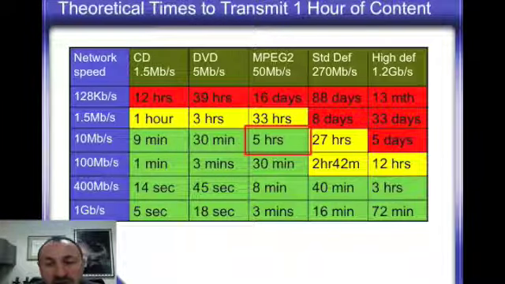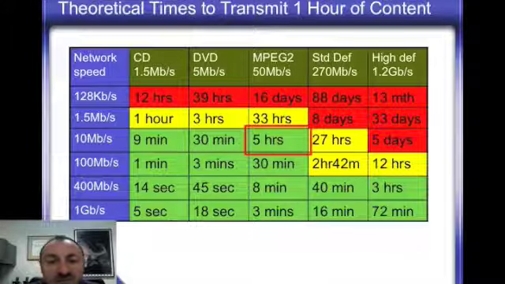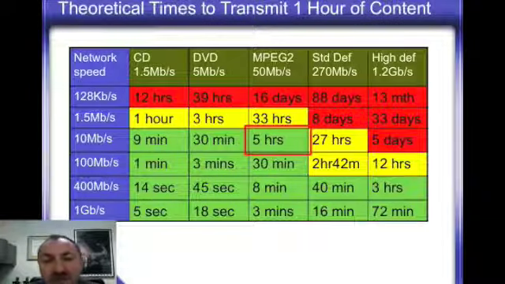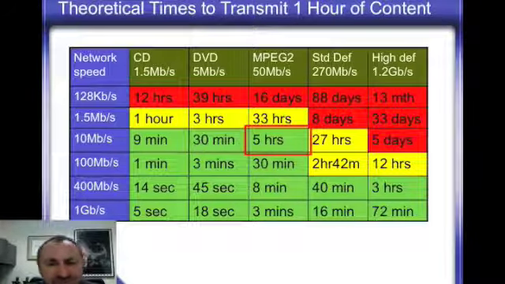And then obviously if you bought a 100 megabit link, that goes down to 30 minutes. It's faster than real time. We have customers that are moving content in faster than real time. HD programs that are an hour and a half long, moving them in 30 minutes or so.